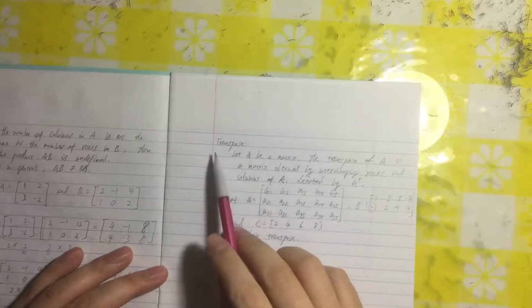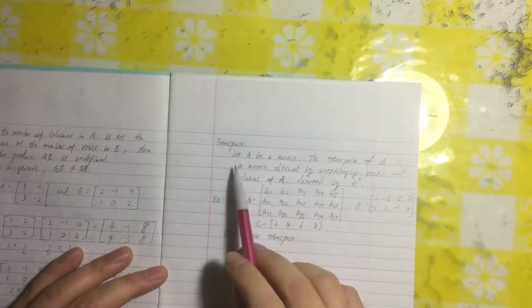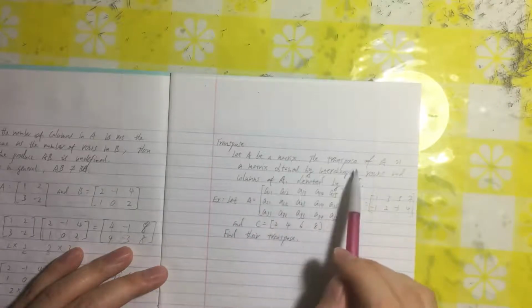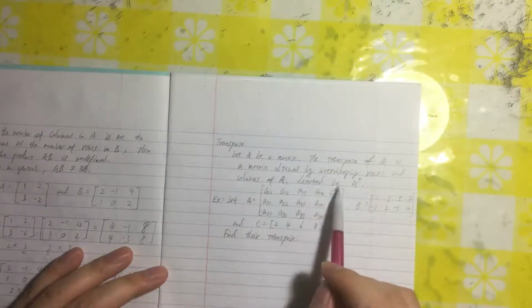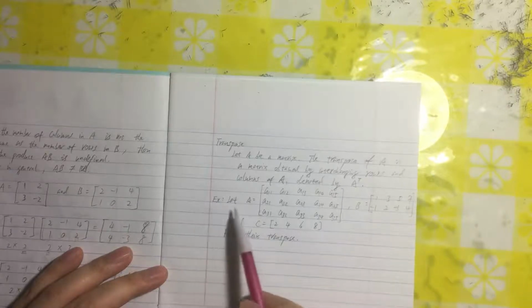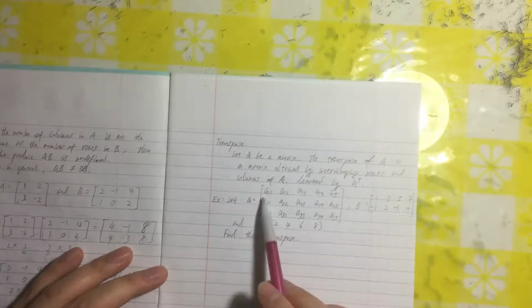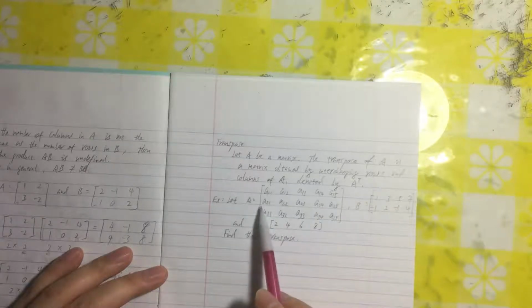Next, let me introduce transpose. Let A be a matrix. The transpose of A is a matrix obtained by interchanging rows and columns of A, denoted by A transpose. Let's look at an example here. Let A be the matrix A11, A12, A13, A14, A15, A21, A22, A23, and so on. Let A be a 3 by 5 matrix. A has 3 rows and 5 columns.